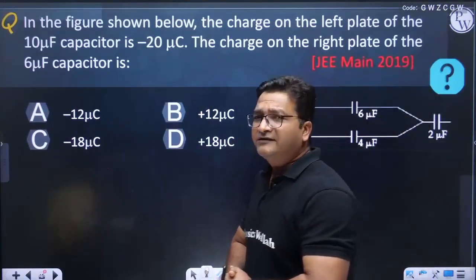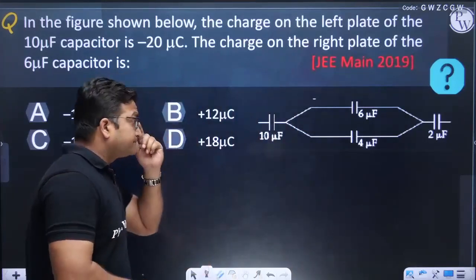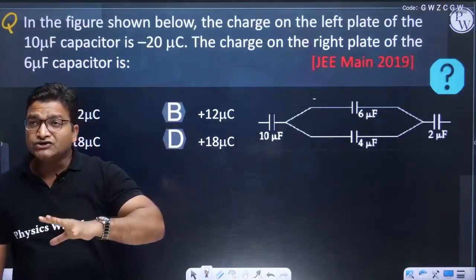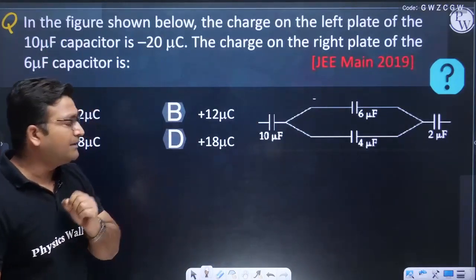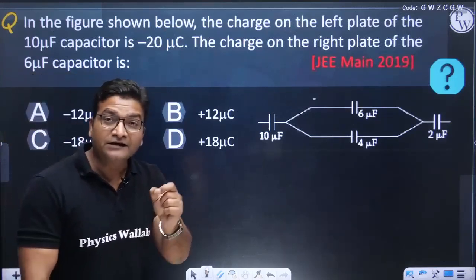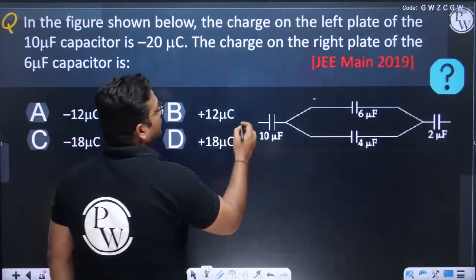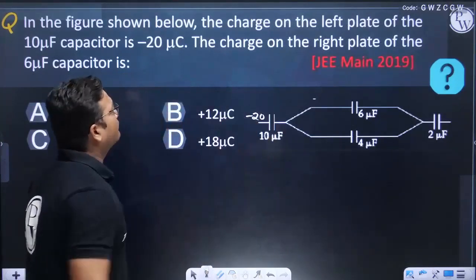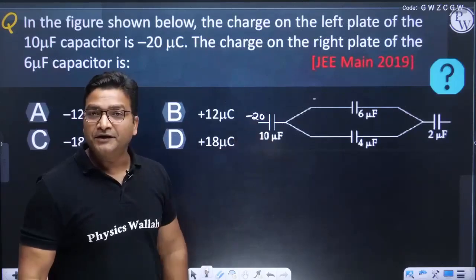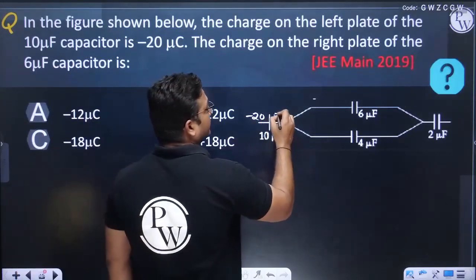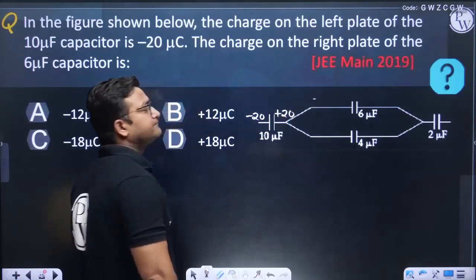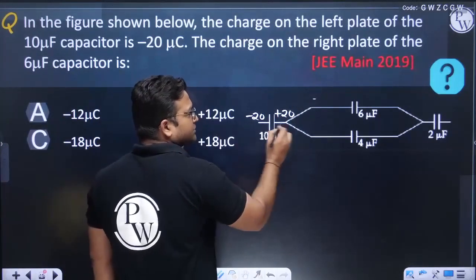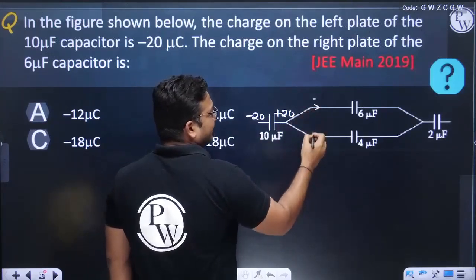Okay, it's a very interesting question. Remember, it says in the figure shown, the charge on the left plate of the 10 microfarad capacitor is minus 20 microcoulomb. So we have minus 20, let's say I'm writing in microcoulomb. So this plate has minus 20, so obviously this plate will have plus 20. And if minus 20 charge is going this way, obviously it will be split like this.